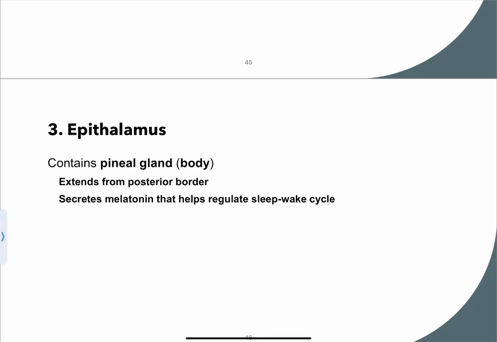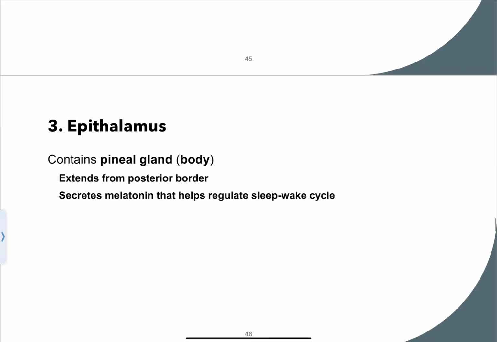So we already talked about the hypothalamus nuclei helping regulate our sleep-wake cycle. But if we talk about the pineal gland releasing melatonin, we have the epithalamus also kind of indirectly helping regulate our sleep-wake cycle because it releases melatonin.